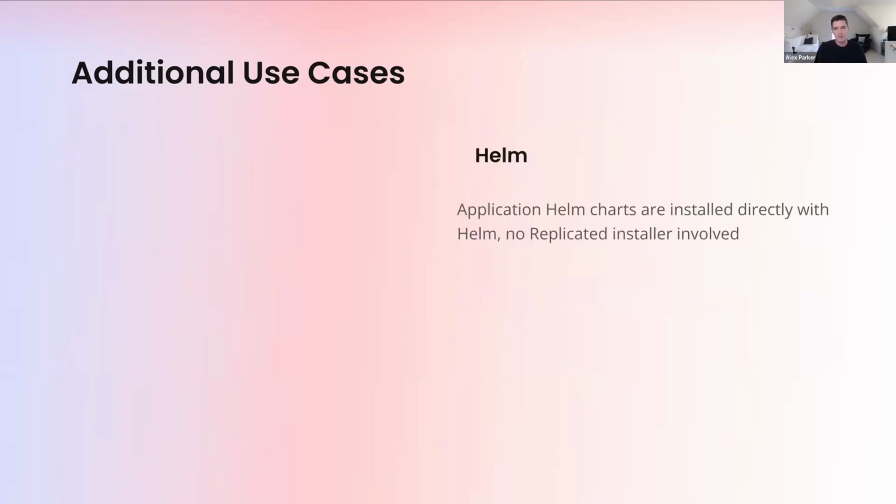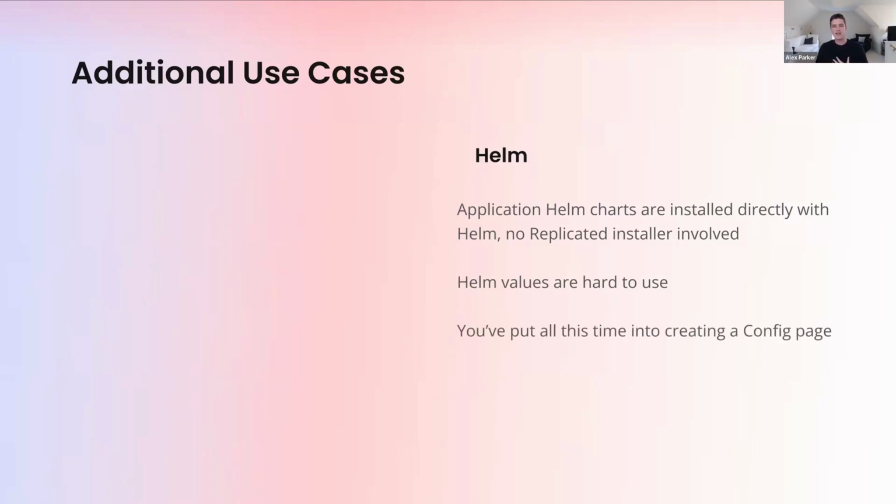And then finally, Helm. With Helm, application Helm charts are installed directly with the Helm CLI. So there's not really a replicated installer that's involved here. But something we've found in our experience, but I'm sure anyone that's familiar with Helm would agree with this, Helm values can be really hard to use. It's just a YAML file where you're editing a bunch of values. Hopefully you don't have any typos. Hopefully you make all the right changes in the right places. There's not the easiest ways to have dependencies between values and make sure things are set correctly.